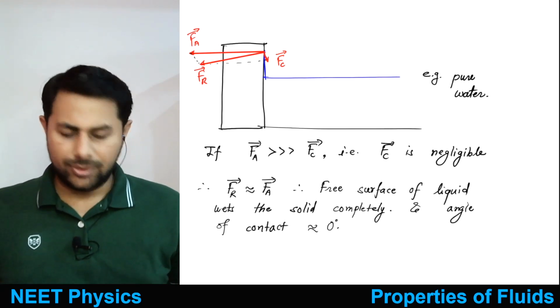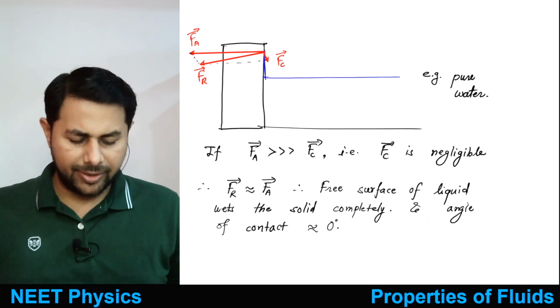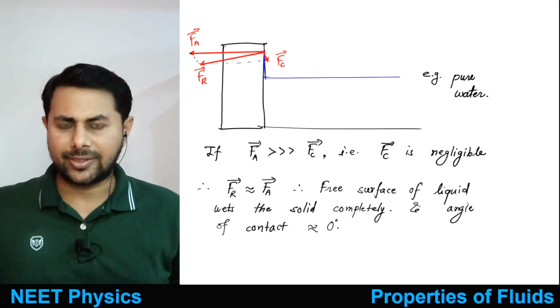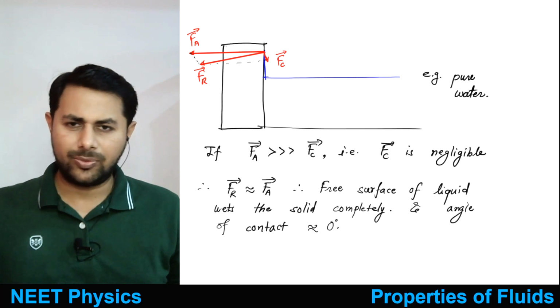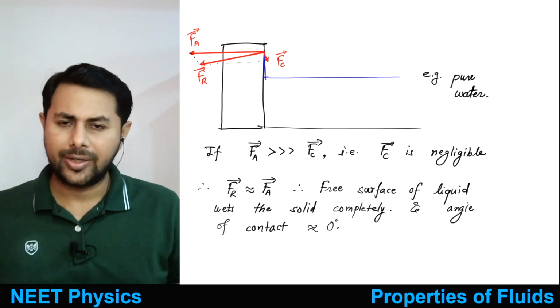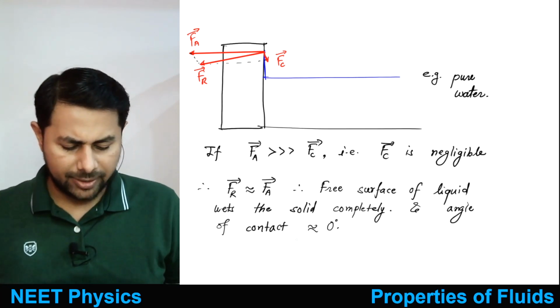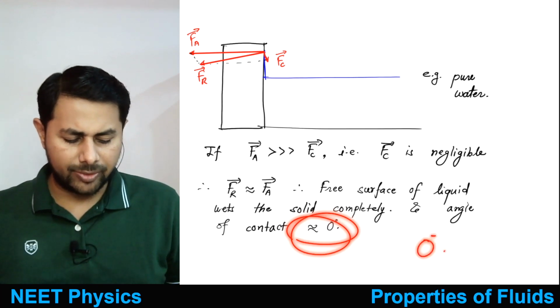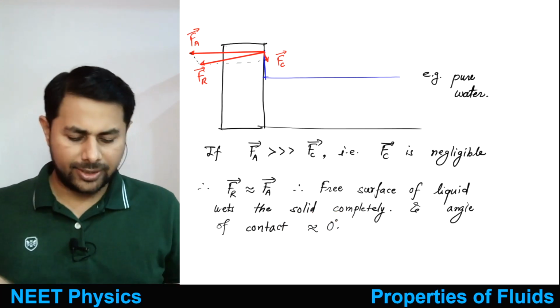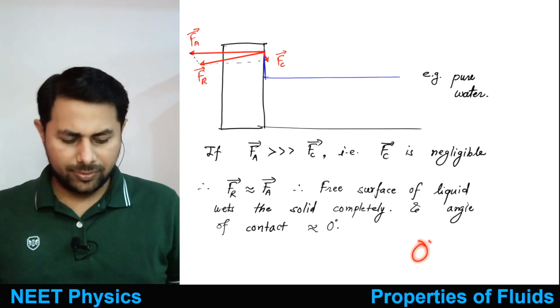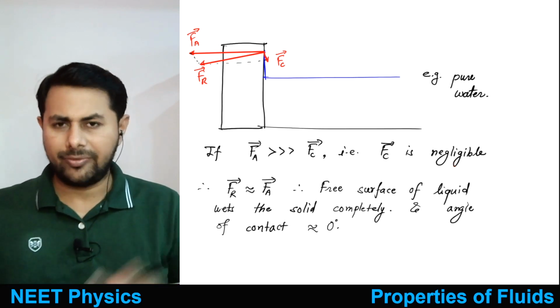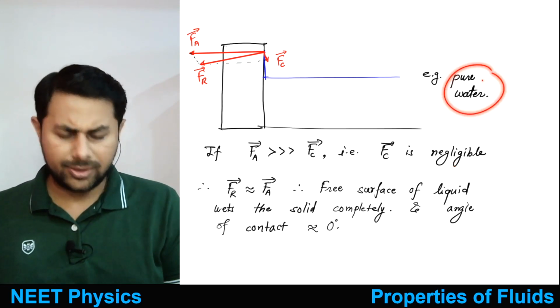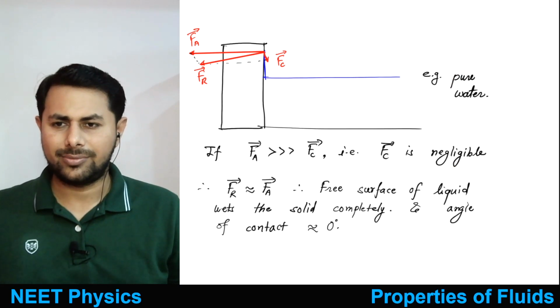Okay, so if a certain liquid completely wets the solid, it means adhesive force is much more compared to that of the cohesive force, and that's why the angle of contact would be equal to zero. Or you can say, if the angle of contact is zero, then the liquid completely wets the solid. Okay, so this is true for pure water.